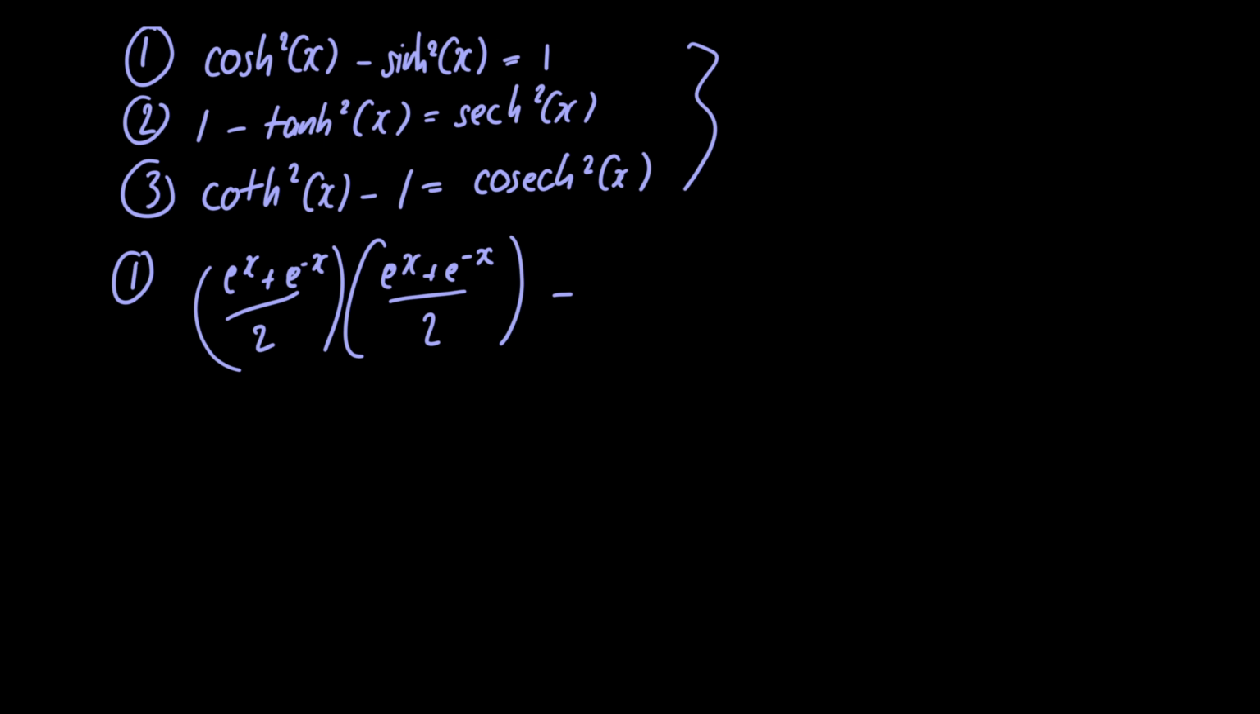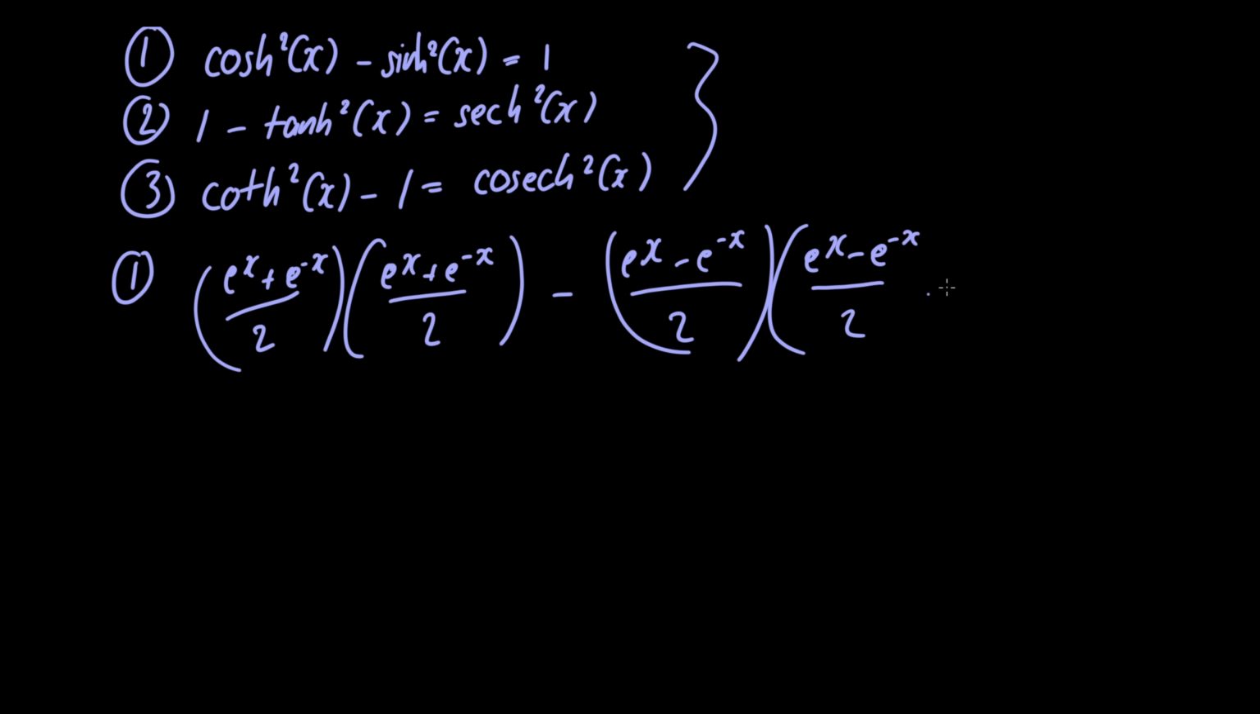Minus hyperbolic sine of x is e raised to x minus e raised to minus x divided by 2, and it's squared, so it's just going to be multiplied by the exact same thing. Now we basically want to show that this is equal to 1. Once we've shown that, we're finished. So let's just go ahead and multiply everything out.